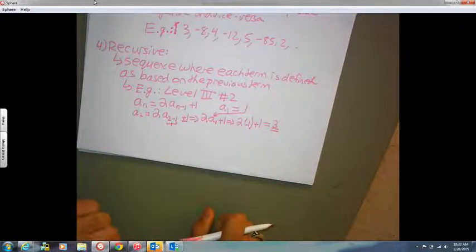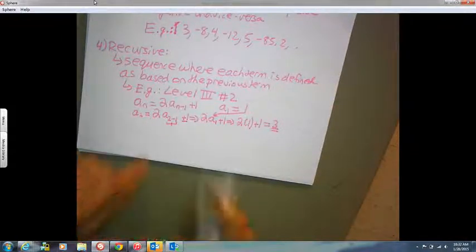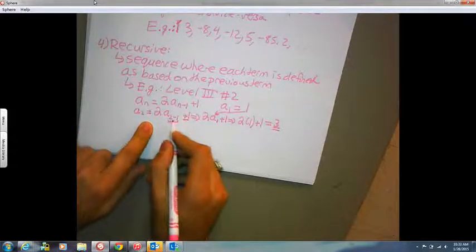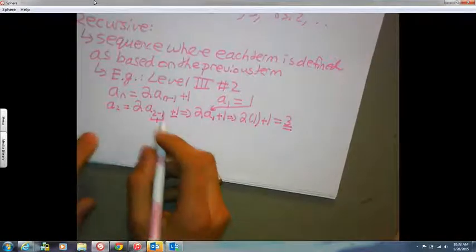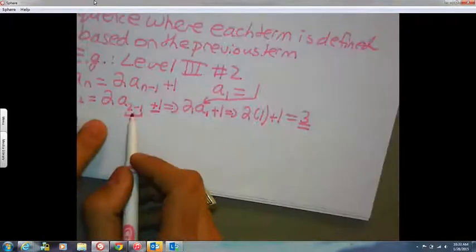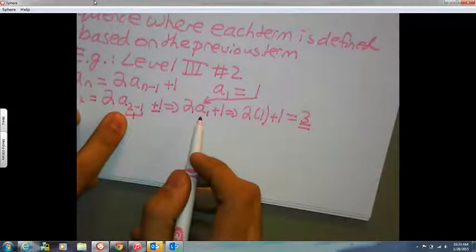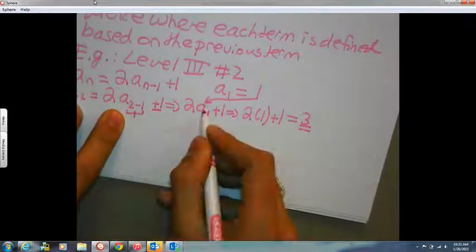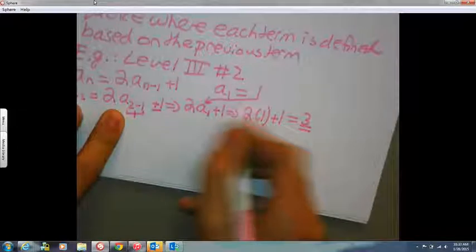Abel? How'd you get from here to here? Yeah. So I just saw the 2 minus 1 down here. And this 2 minus 1 is just 1. So then it just becomes, instead of a(2 minus 1), it's just a1. And then for a1, I already have the value.